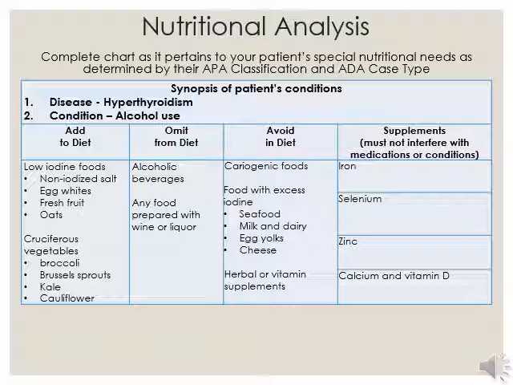For the supplements, she should be taking iron because low levels of iron are linked to hyperthyroidism. Also, selenium may help to balance thyroid hormone levels and protect your thyroid from disease. And zinc helps you use food for energy and also keeps your immune system and thyroid healthy. And because hyperthyroidism causes weak and brittle bones, she should be having calcium and vitamin D supplements.